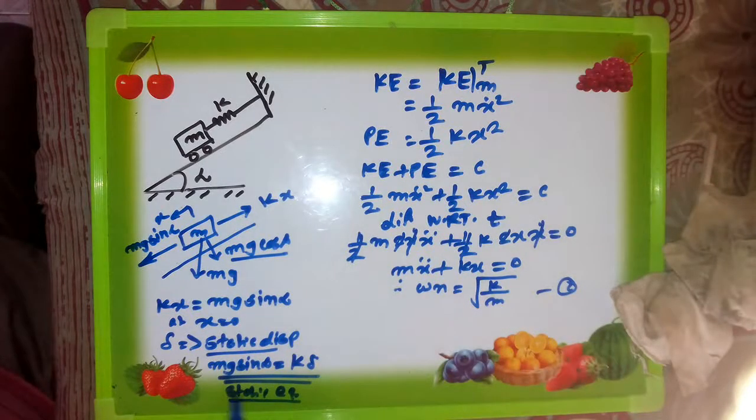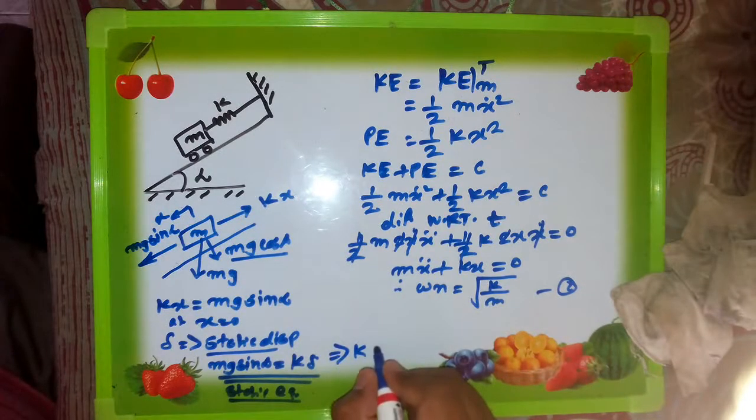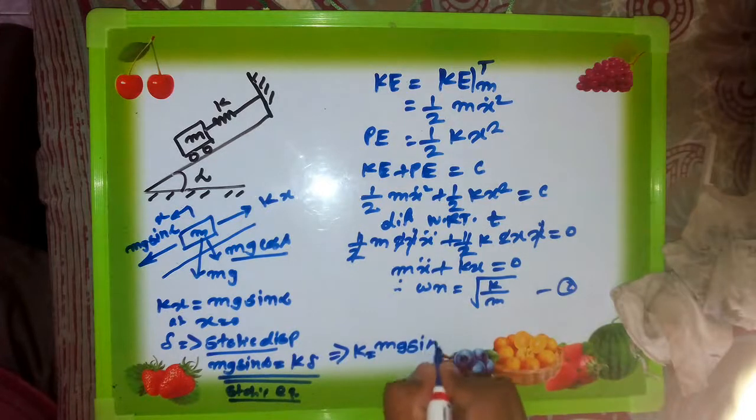So what is the value of mg sin alpha? It is equal to k delta. Is it fine? So from this, calculate the value of k. What is the value of k? K is equal to mg sin alpha upon delta.